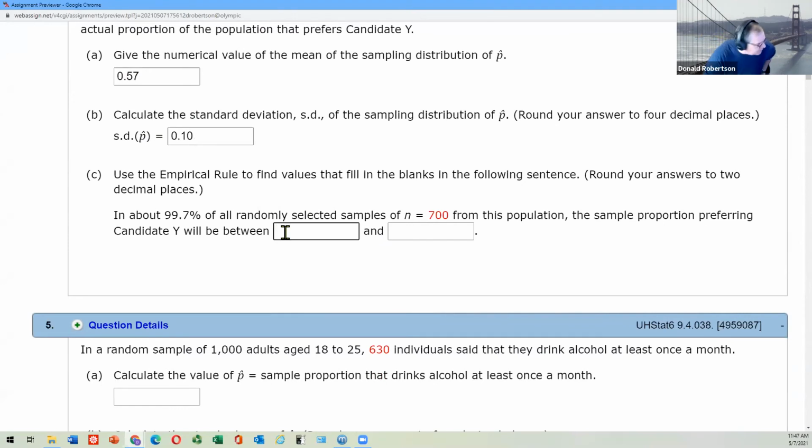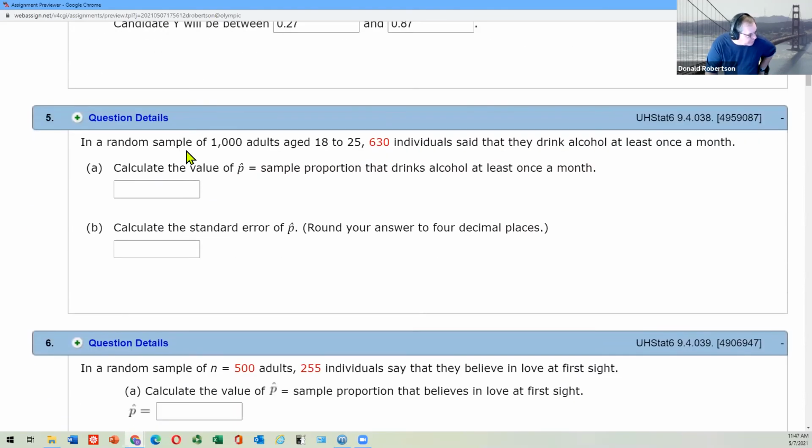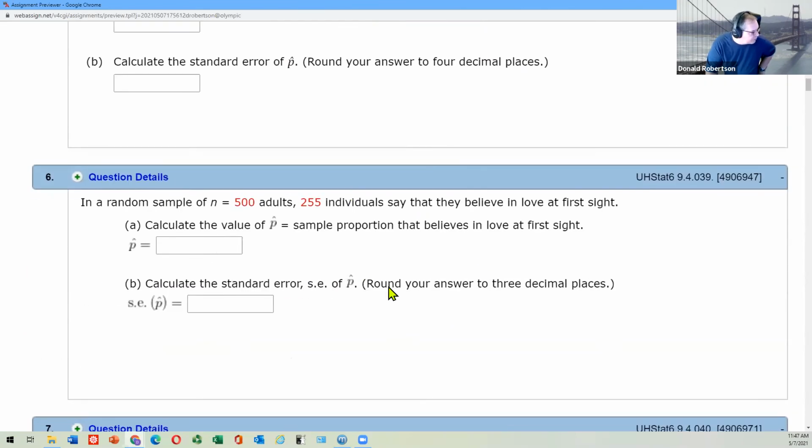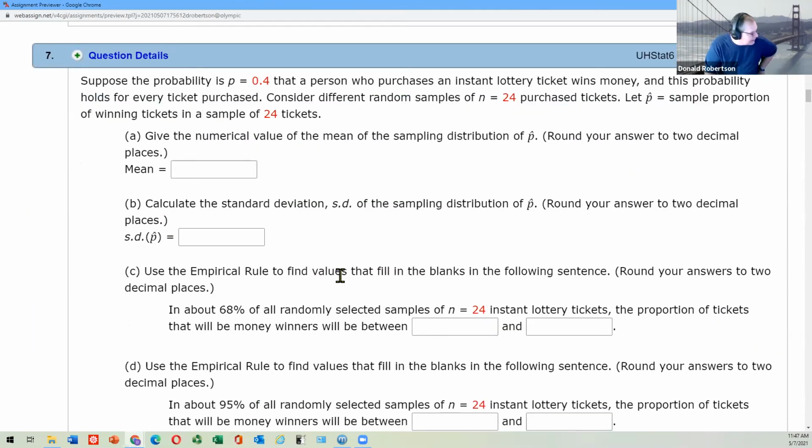The answer would be 0.27. And if you add 3 of those, you get 0.87. So that's basically the confidence interval questions that I did. Here's a pretty standard question. Here's another pretty standard question. It's the same thing.